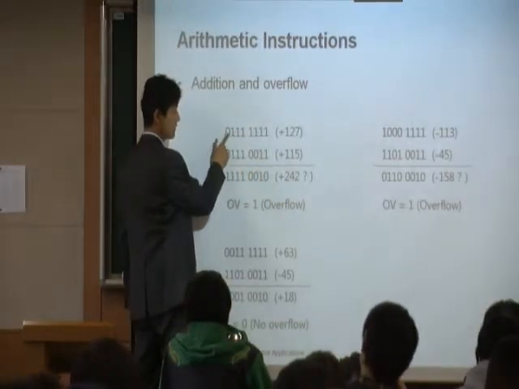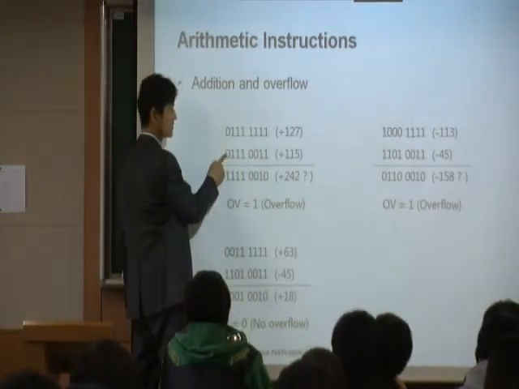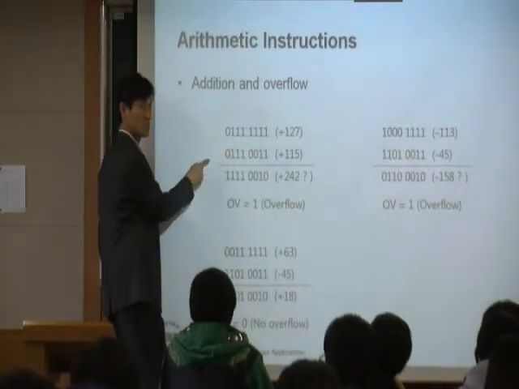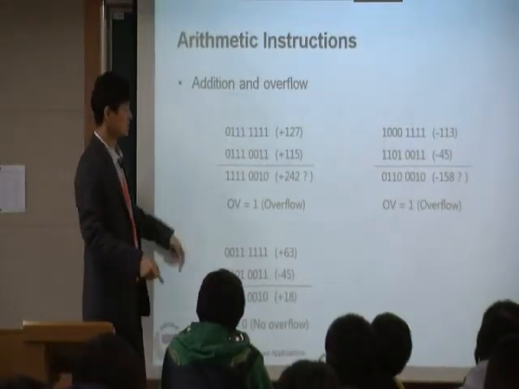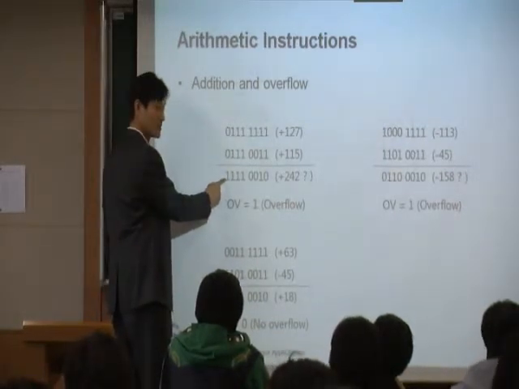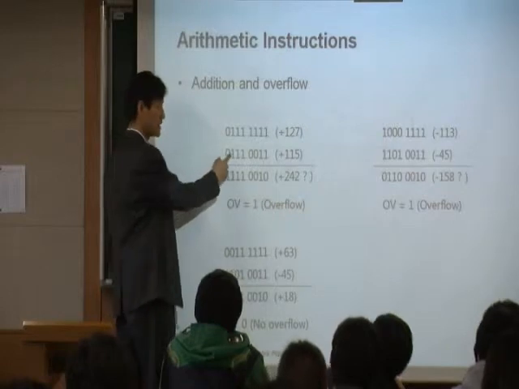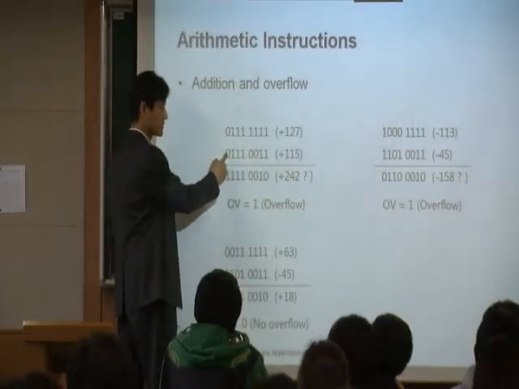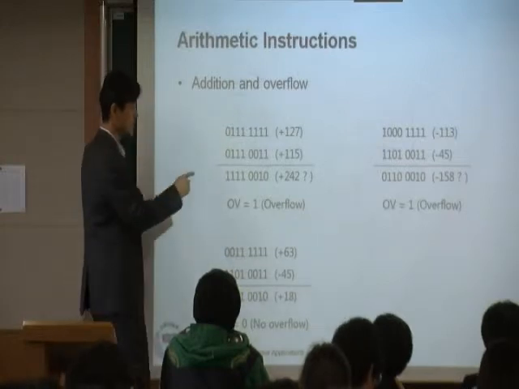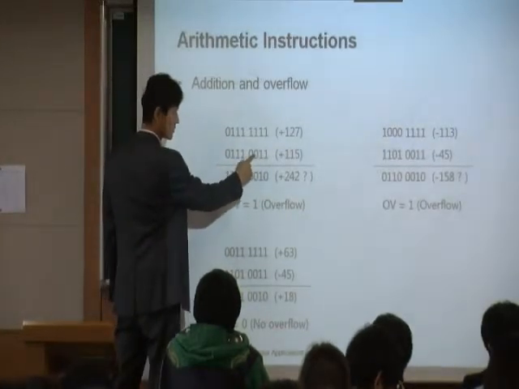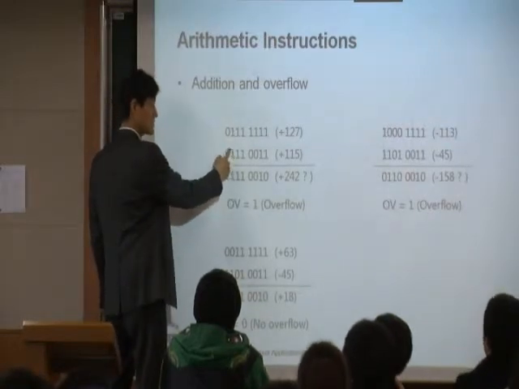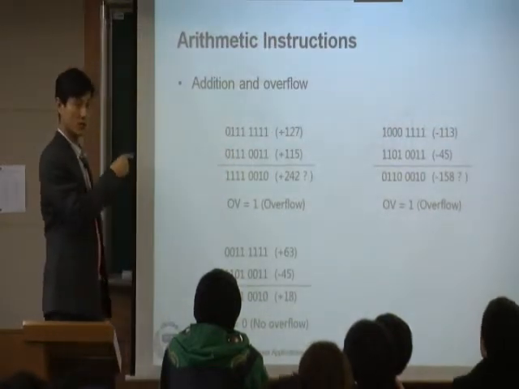Now you see that both values have a 0, 0 on the first bit. On the MSB, most significant bit, you have a 0, 0. But in the result, you have 1 here. That's a carry from bit 6. Actually, bit 6. Yeah, bit 6. 0, 1, 2, 3, 4, 5, 6. So from bit 6 to bit 7, that's what they call a carry.